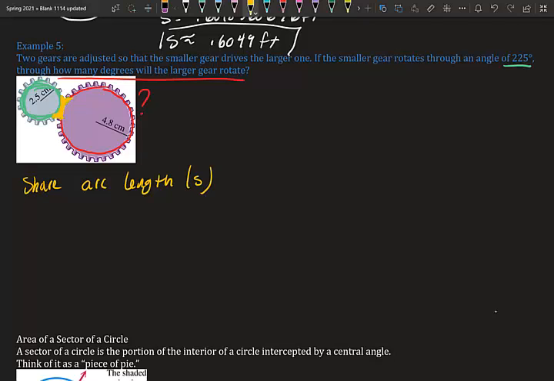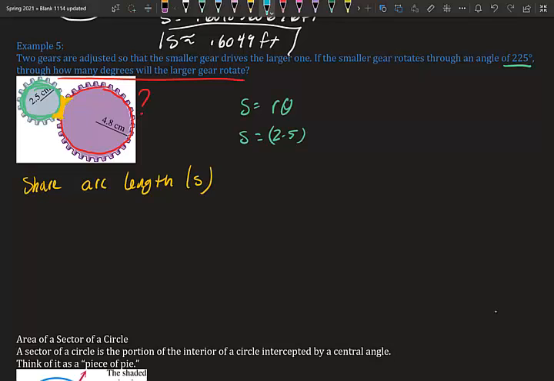So what we first need to do is find that arc length. What is the number that they both equal? So let's find the arc length of what we have. We can find the arc length of the small one because we have all the information for the small one. So we have S equals R theta. So we have S equals R, which is 2.5. And then theta is 225 degrees.